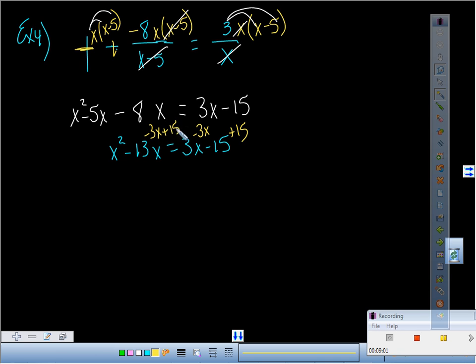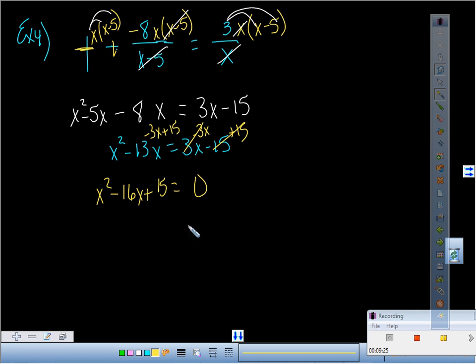I'm going to always try to keep my x squared or my quadratic term positive. Alright, so whatever I need to do that, that's where I'll move stuff. So this is gone and this is gone, so that's 0. This is x squared. What's a negative 13x and a negative 3x? Negative 16x, and then plus 15.